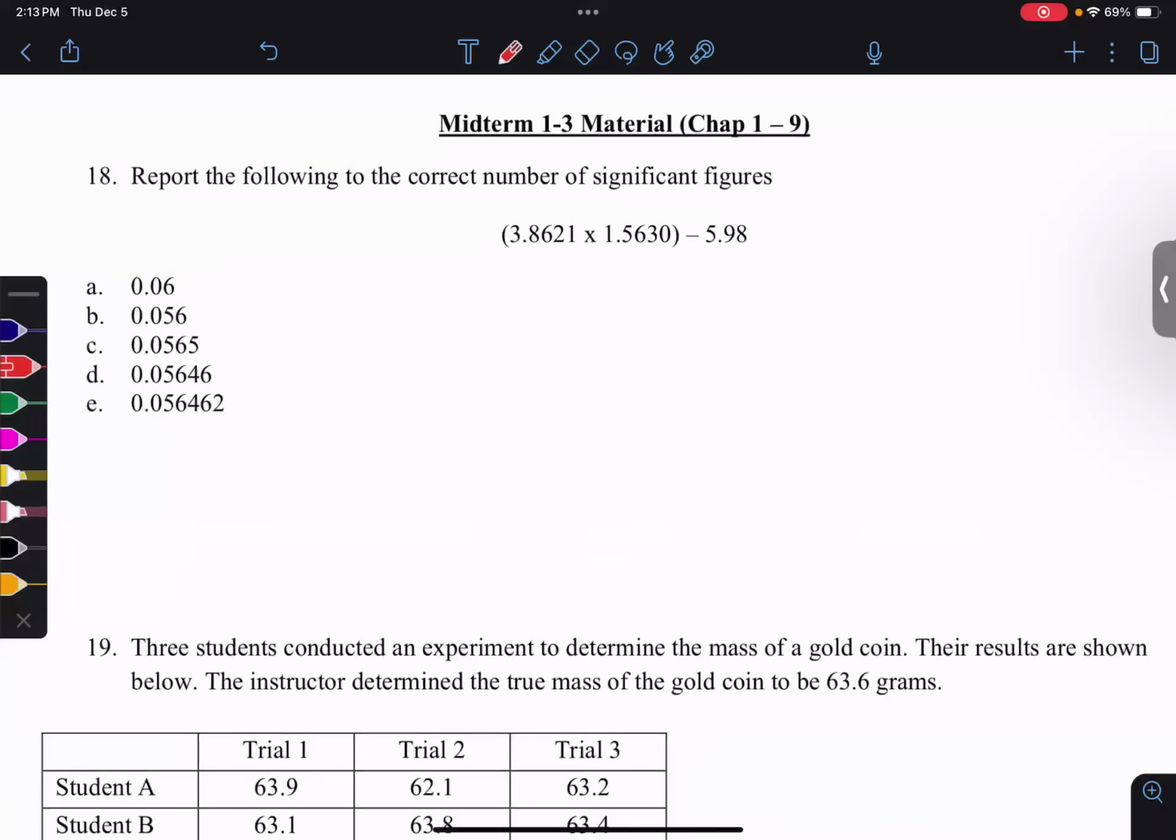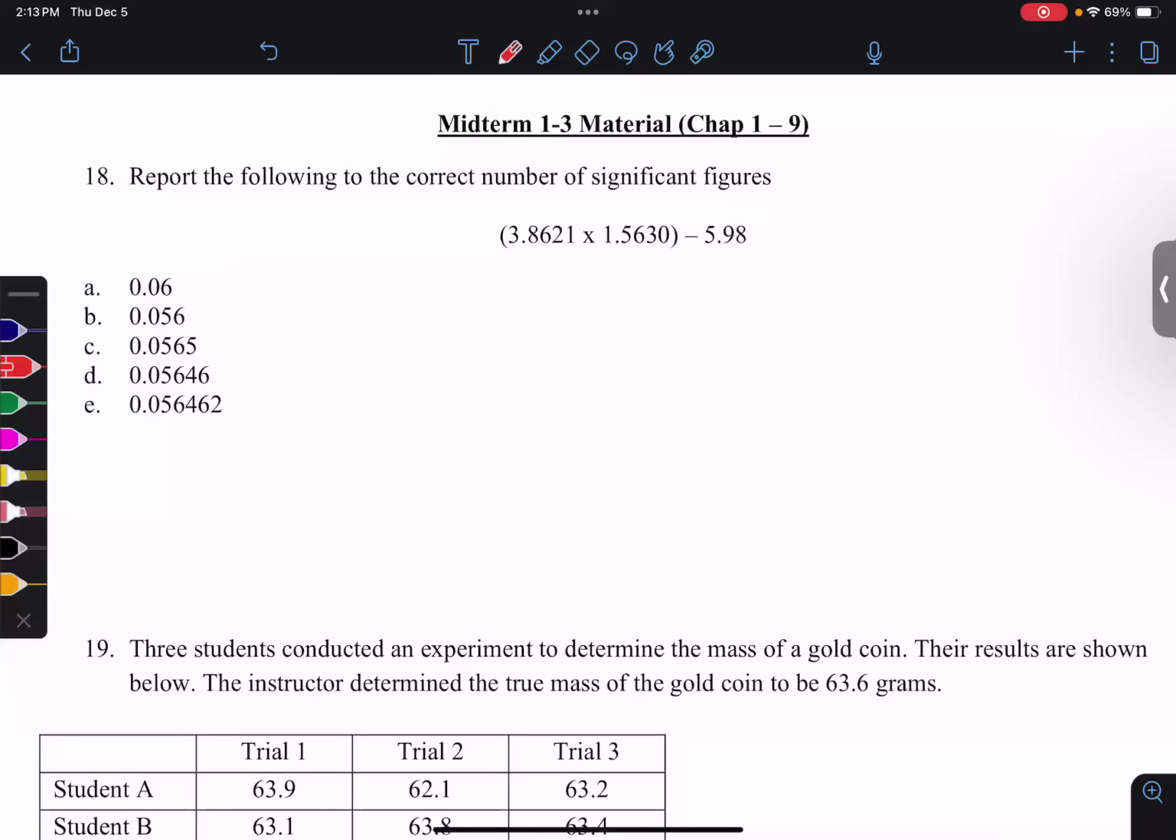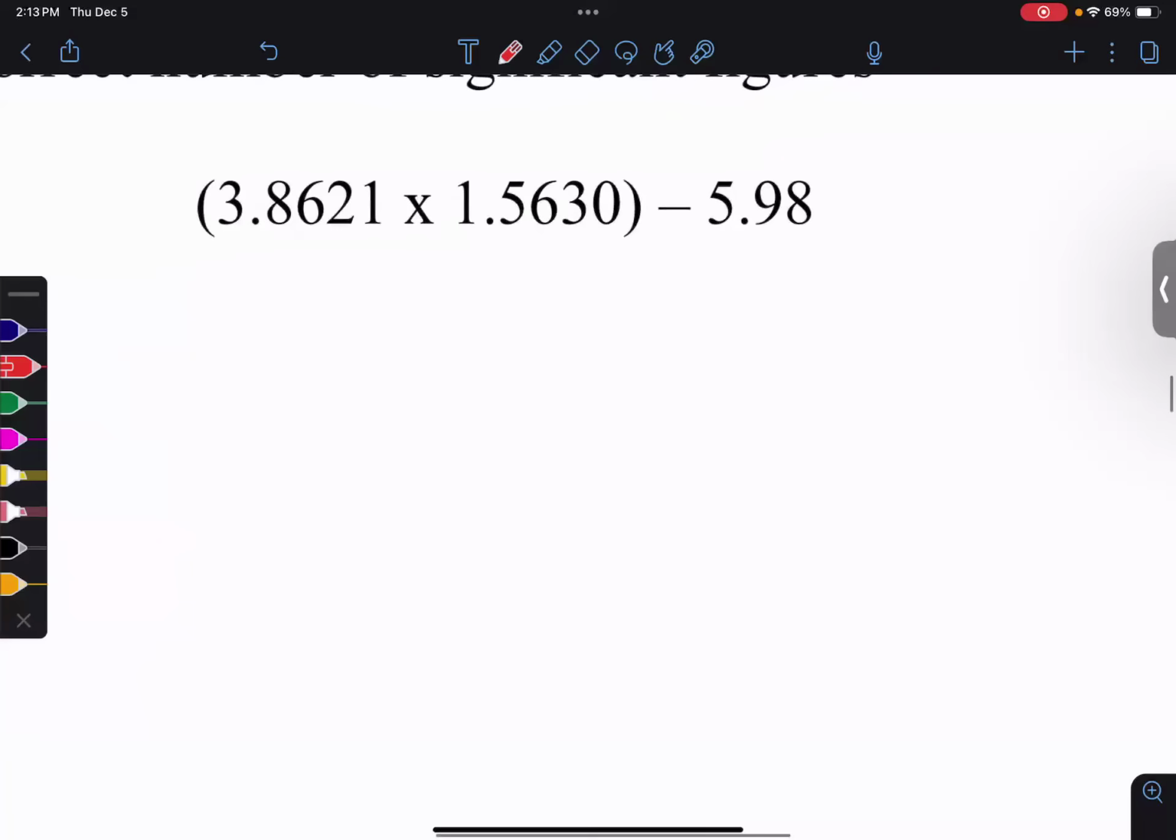All right, so midterm, this is old stuff. This is chapter 1. Report the following to the correct number of significant figures. When most students look at this, they count sig figs and go, oh, this one has 3, so my answer must have 3. Is that how we do it? No, we don't, because this is mixed operation. We have to do it step by step and recognize that there are different rules for addition and subtraction. That's the one everyone forgets.